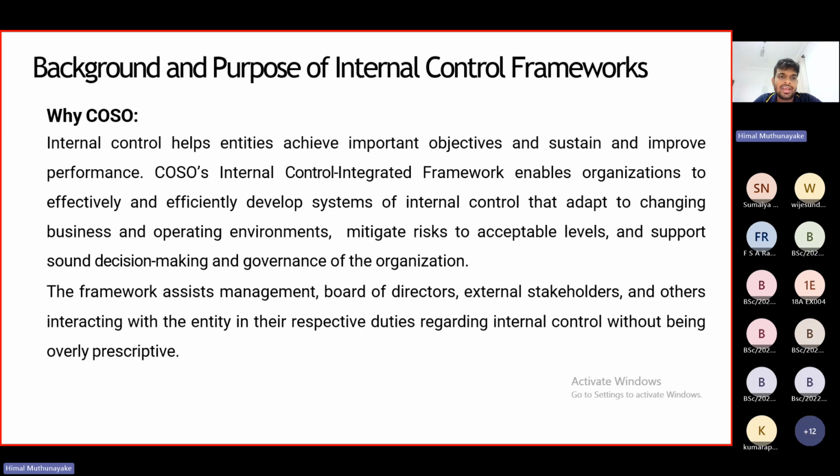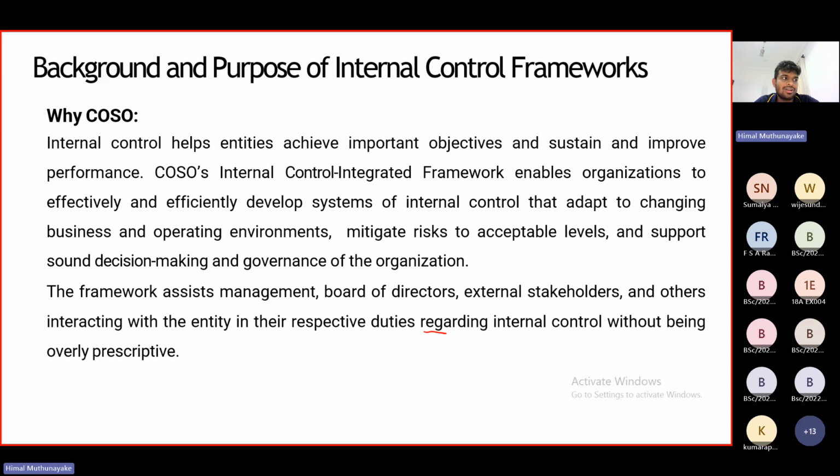So then only we can survive in the market, because the market is highly volatile, right? The framework assists management, board of directors, external stakeholders, and others interacting with the entity in their respective duties regarding internal controls without being overly prescriptive, right? So what that means is, through the COSO framework, everyone in the organization, everyone engaging with the organization's activities, knows their responsibilities. That is why following the COSO framework is very important.